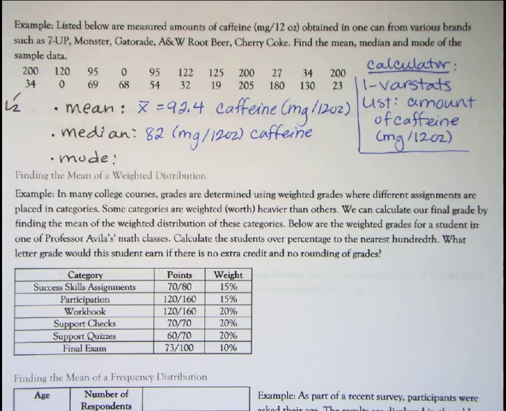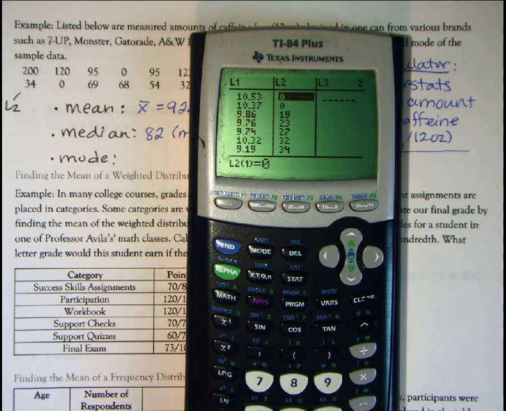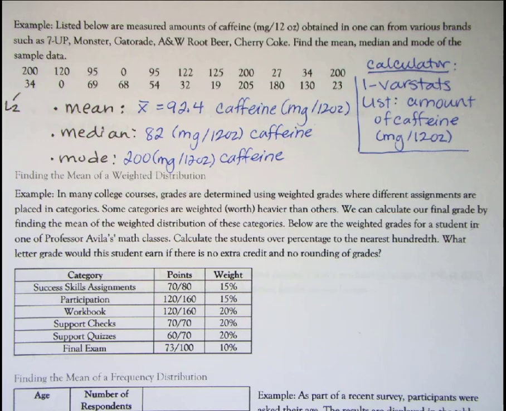Now to be able to find my mode, I'm going to need to sort my data. Once I have my data sorted, I can go into the list feature and look for any values that are written the most number of times. So notice that I'm first looking at, I see 2 zeros. I'm going to use my down arrow and see if there are any other values that are listed more than 2 times. As I get down to the bottom, I notice that 200 is listed 3 times. This is the one value that is listed the most number of times, and that is going to be considered my mode. So my mode is 200 milligrams per 12 ounces of caffeine.